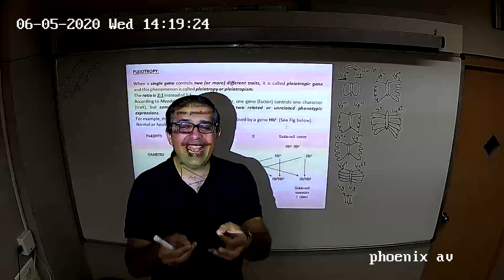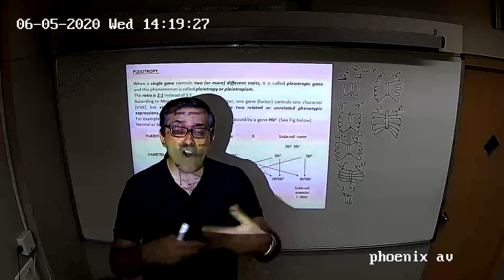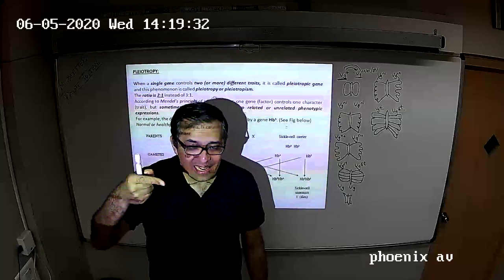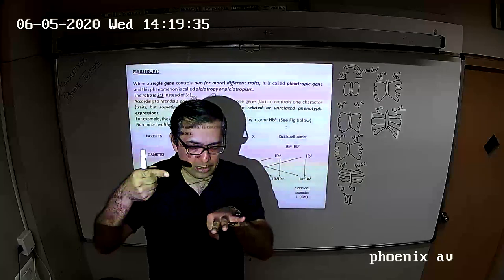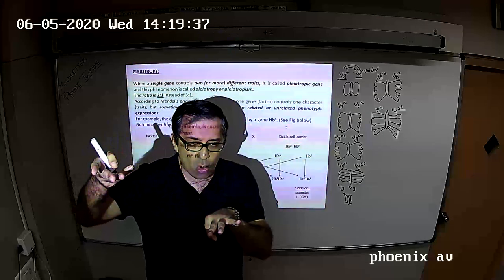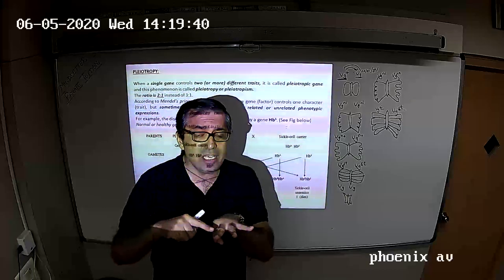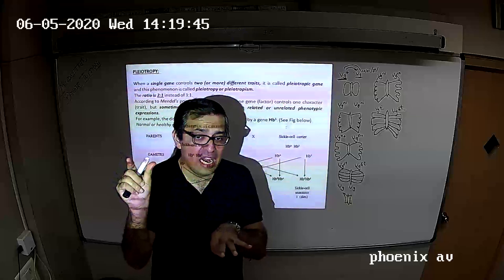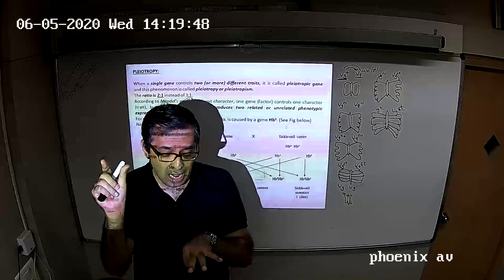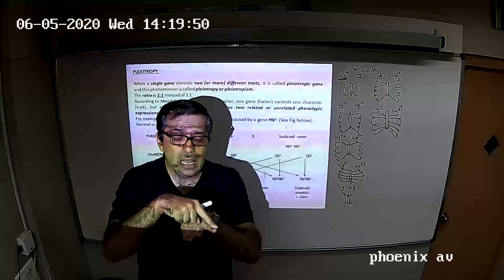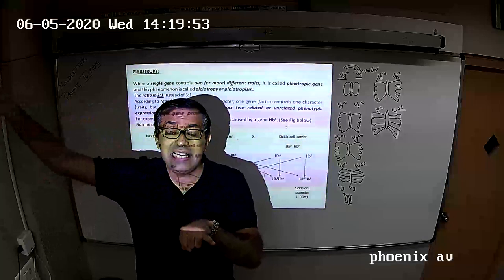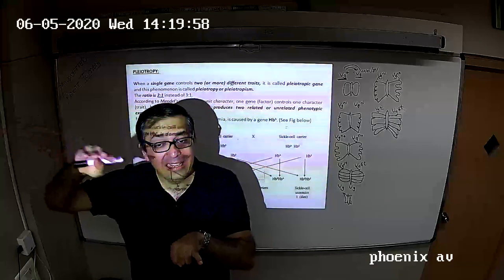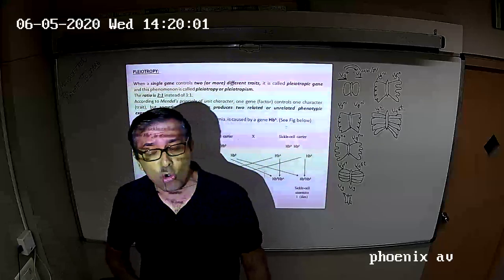This is exactly the opposite of multiple allelism. In multiple allelism, one trait is controlled by multiple alleles. Blood grouping is controlled by I capital A, I capital B, small i. So for one trait there are multiple alleles, it is called multiple allelism. But now exactly the opposite, one allele is controlling multiple traits. One allele is controlling multiple traits, then that is called pleiotropism.